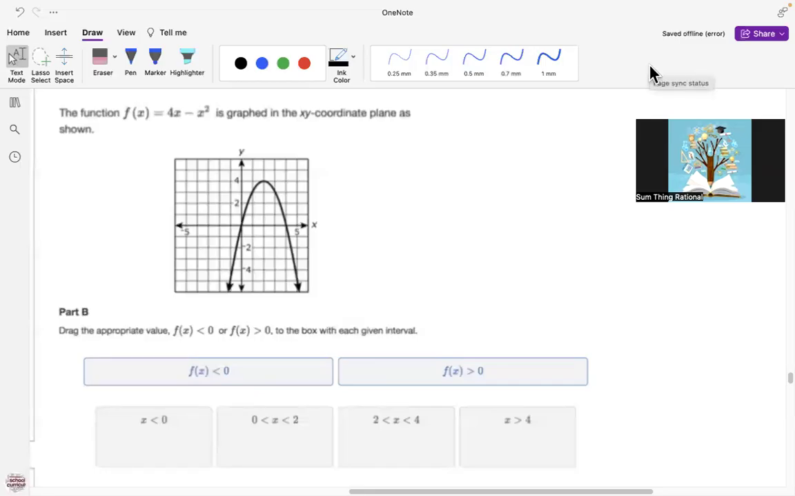Hello everyone again. So we solved part A of this question. It was to find the intervals where this quadratic function is increasing and decreasing. Part B is asking on which interval your function has values less than 0 and on which it has values more than 0. In this case, we need to see which part of the graph is below the x-axis and which part of the graph is above the x-axis.